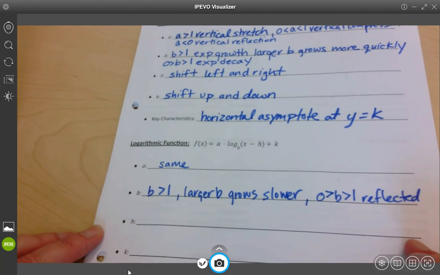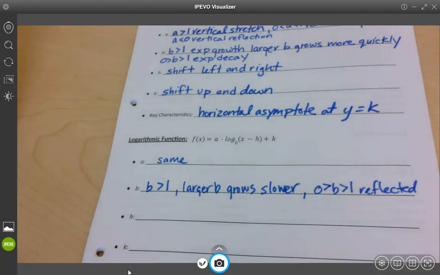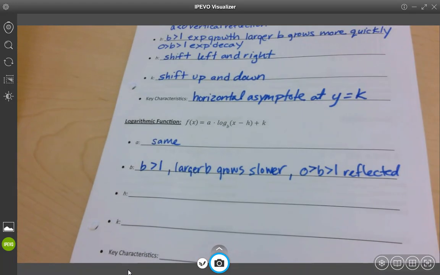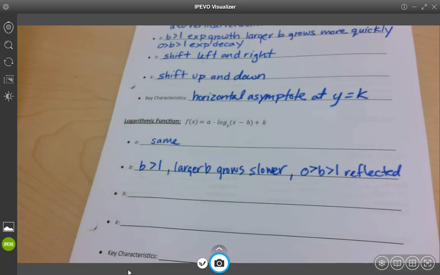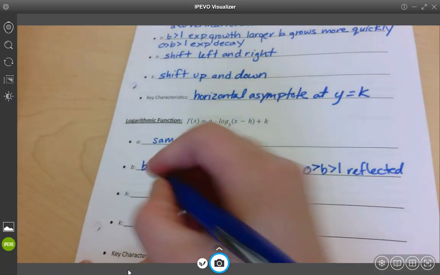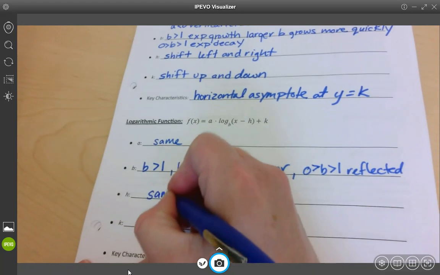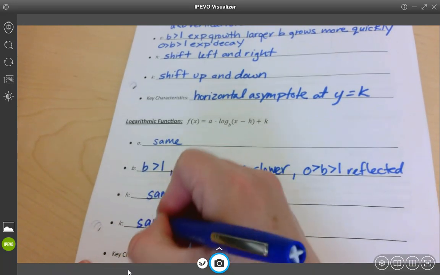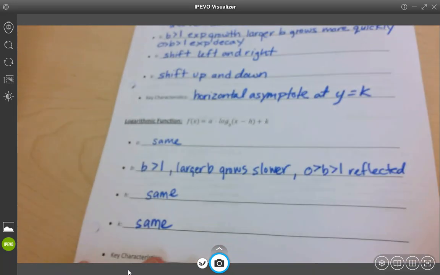We don't really talk about growth and decay with logarithmic functions. Exponential growth and decay are kind of their own unique thing. But we can still describe the graph. How about H and K? Did H and K work the same as before or different? Same, right?